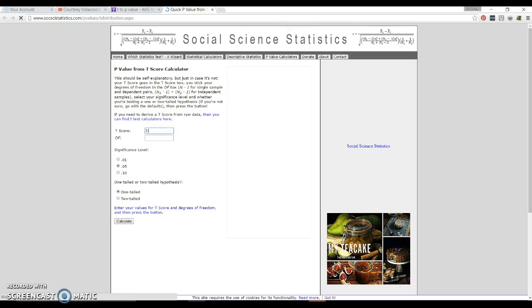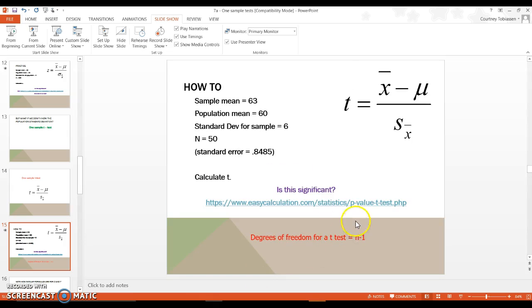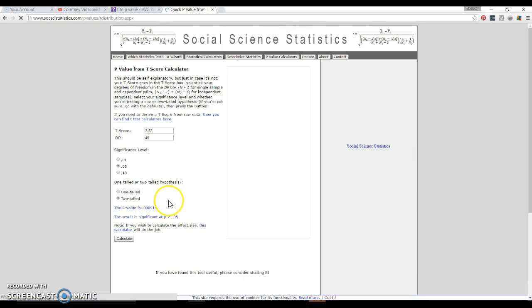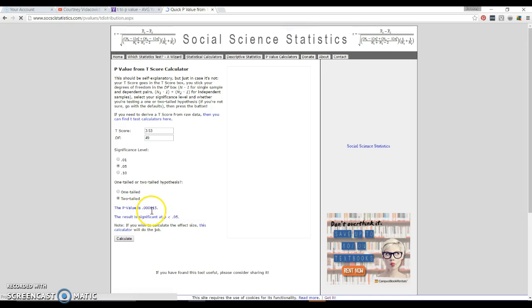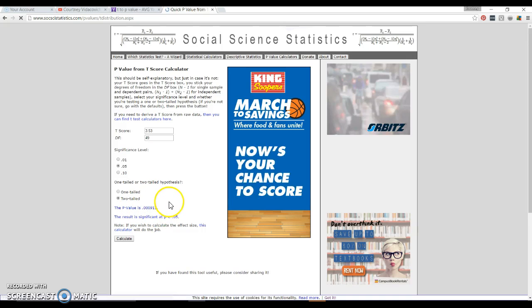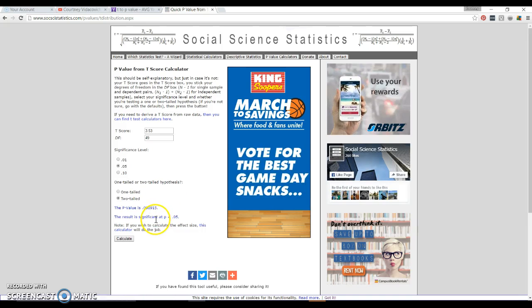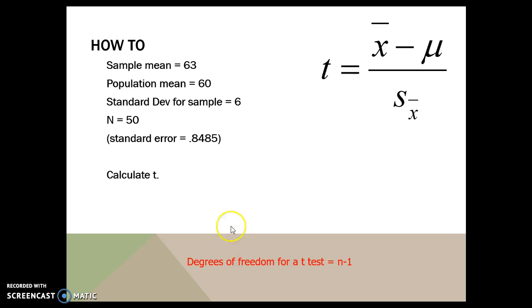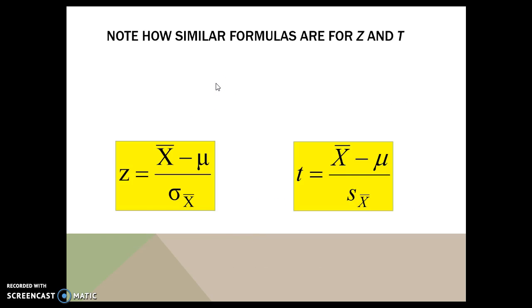This one is asking for our t value, and it's asking for degrees of freedom. So degrees of freedom I'll talk about in just a minute, but that is n minus 1. So in our case, 50 minus 1. Our degrees of freedom is 49. Our significance level is 0.05. This we'll say is two-tailed. And it says our p-value is 0.0009. This is much lower than 0.05, and the result is significant. So in this case, we would say there is a significant difference, and the sample mean is different than the population mean. So I reject the null.